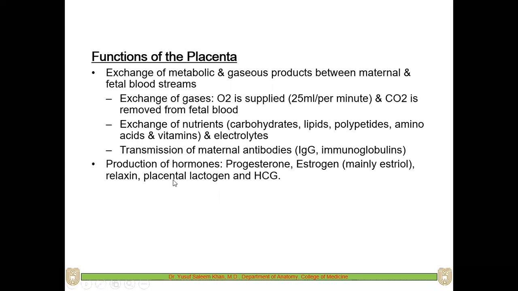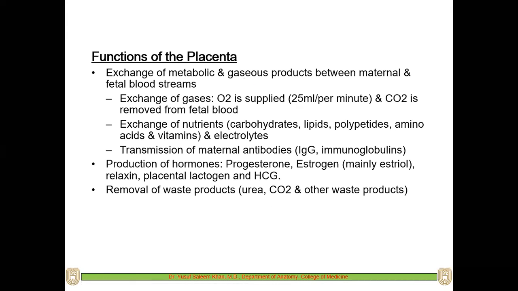Now the second important function of the placenta is the production of hormones. This is also a site where important hormones are produced, which help in the maintenance of pregnancy. One is progesterone as well as estrogen, mainly estriol, one type of estrogen that is produced here, as well as relaxin, which helps in the maintenance of pregnancy, as well as placental lactogen, as well as HCG. HCG is very important because it helps in the determination of pregnancy. All these hormones are produced by the placenta itself.